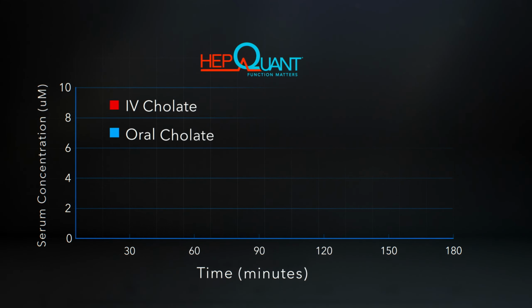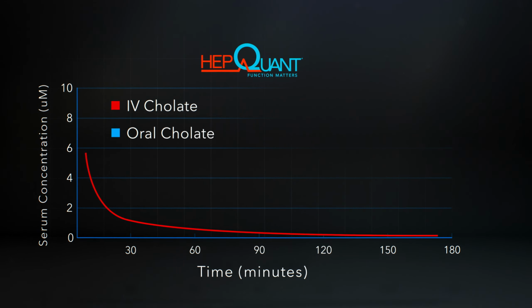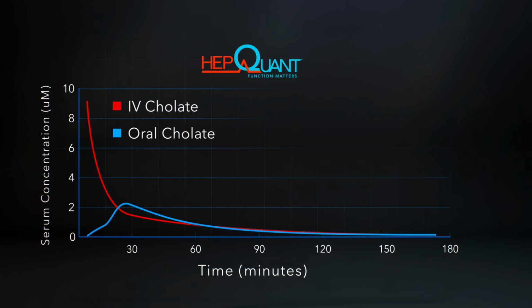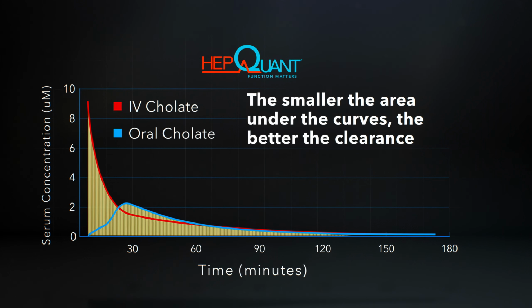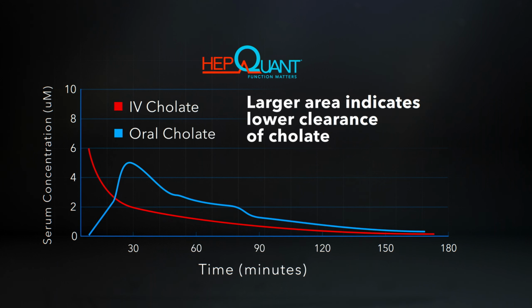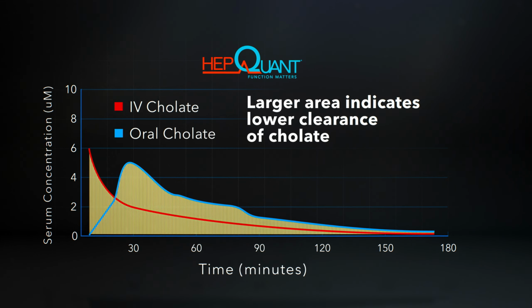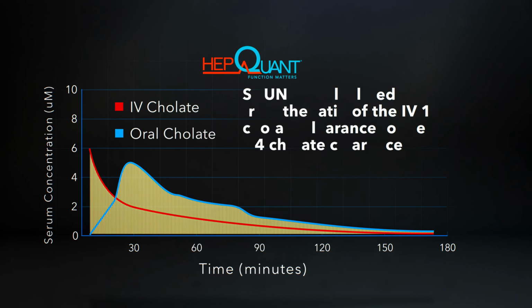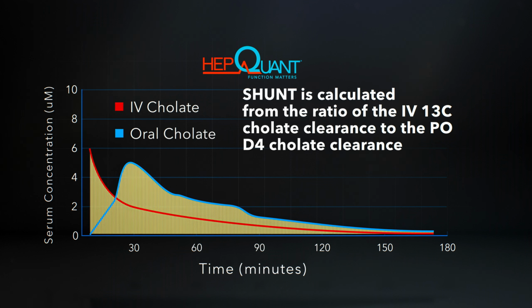When the results of the test numbers are put on a graph, it looks like this. The red line is the clearance of the IV cholate. The blue line is the clearance of the oral cholate. In short, the smaller the area under the curves, the better the clearance and the better the liver function. Larger areas under these curves indicate lower clearance of cholate and poorer function. DSI is derived from the sum of the clearances. In contrast, SHUNT is calculated from the ratio of the IV 13C cholate clearance to the oral D4 cholate clearance.